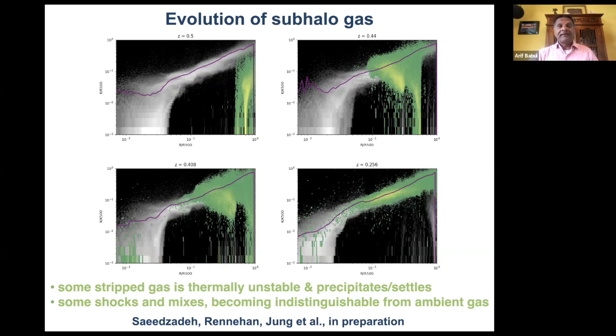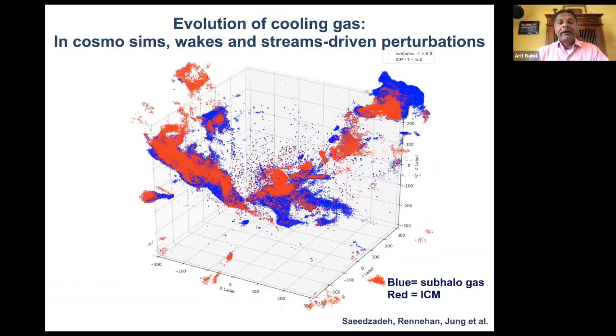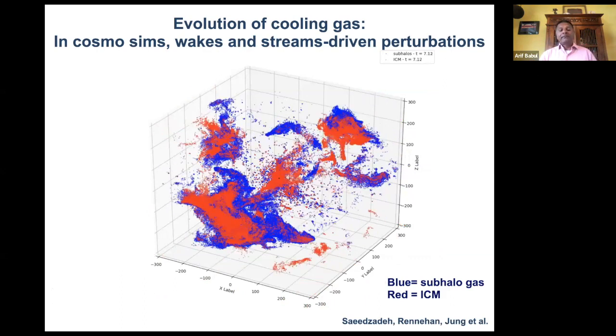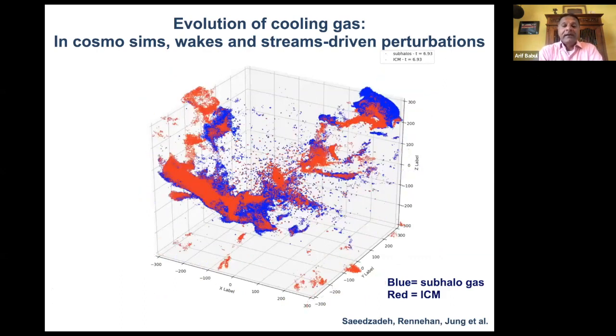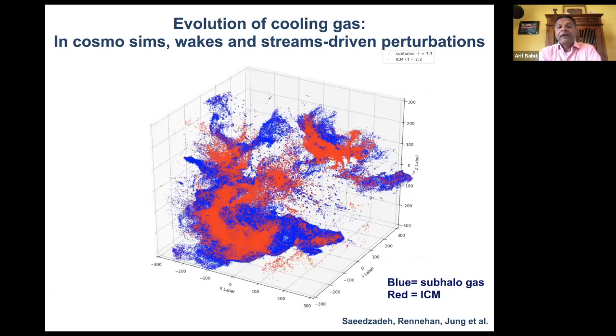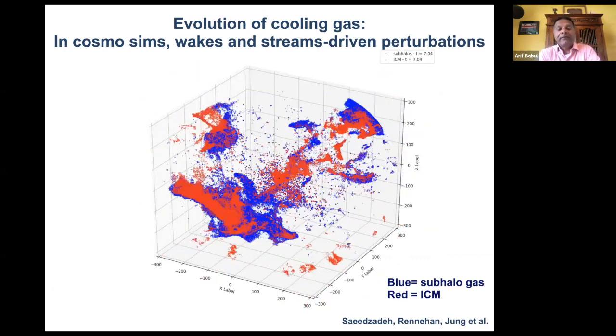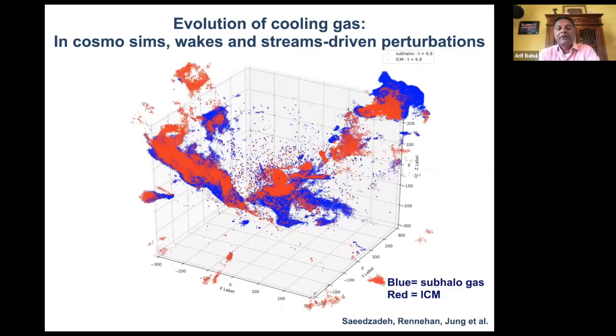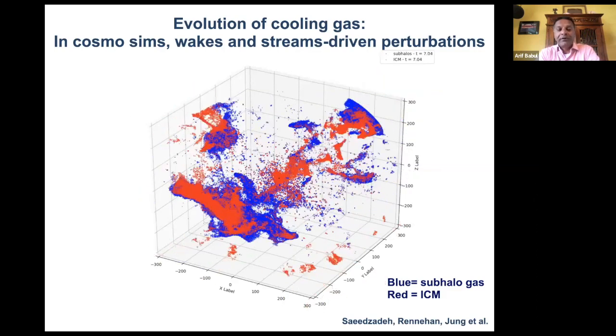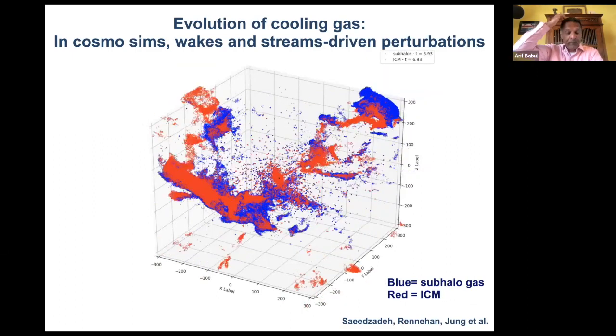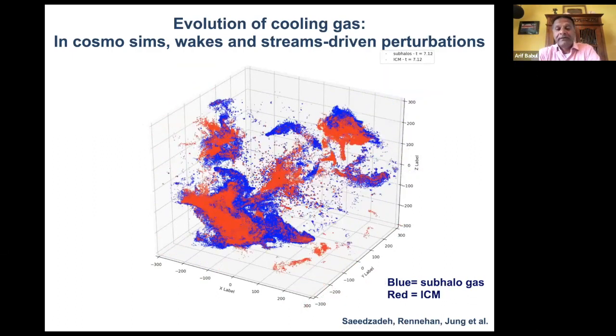Some of the stripped gas is mixing and becoming part of the ambient medium. Some of it is thermally unstable, and so it starts to precipitate. So a lot of very rich physics going on in these simulations. And here is a movie that's similar to what Vida showed. It's indicating the ICM gas versus the halo stripped gas. And you can see a very strong spatial correlation between these two density perturbations that reinforces what I described just a few minutes ago.